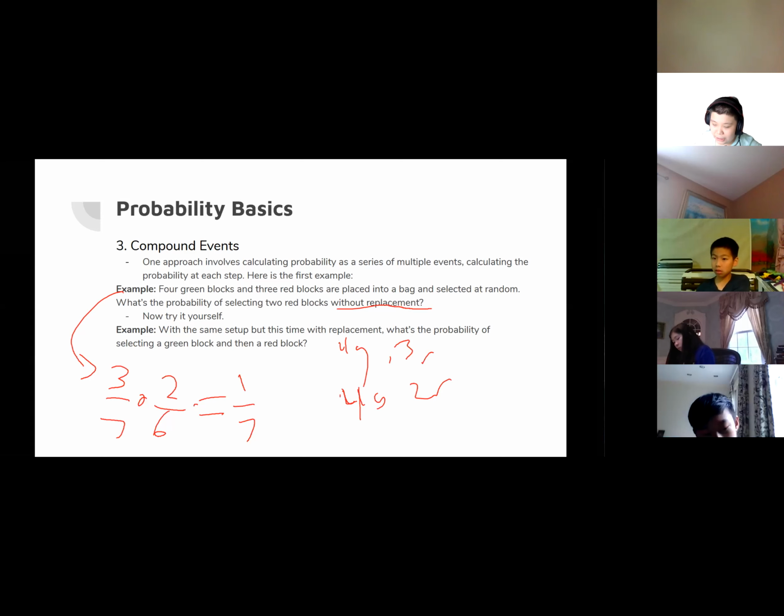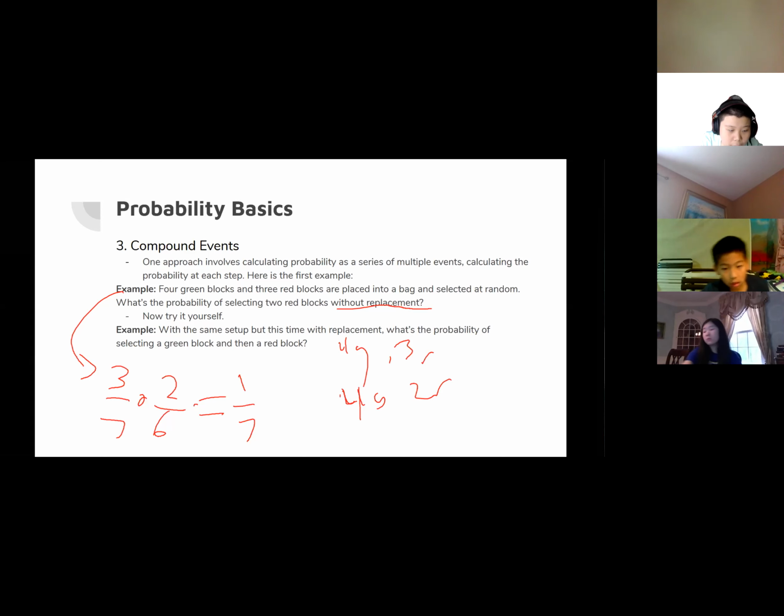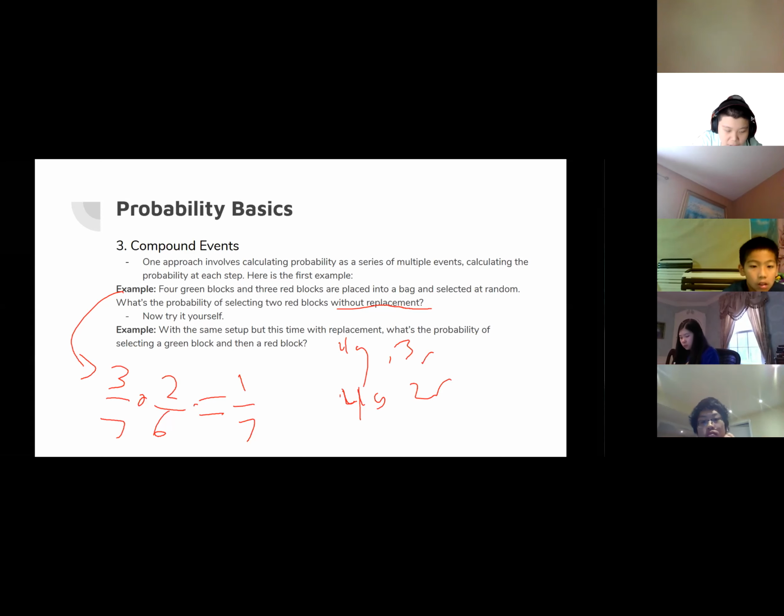And by the way, if you just came back, can you please say in chat if you are able to see the probability basics now? Okay. Looks like most people are able to see it, so that's good.